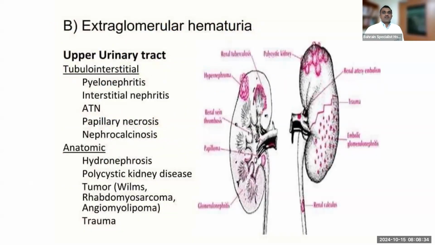Extraglomerular hematuria can be because of upper urinary tract problems like pyelonephritis, interstitial nephritis, acute tubular necrosis, papillary necrosis or nephrocalcinosis, or anatomical problems like hydronephrosis or polycystic kidney disease, tumors like Wilms tumor, rhabdomyosarcoma or angiomyolipomas, or it can be because of trauma.